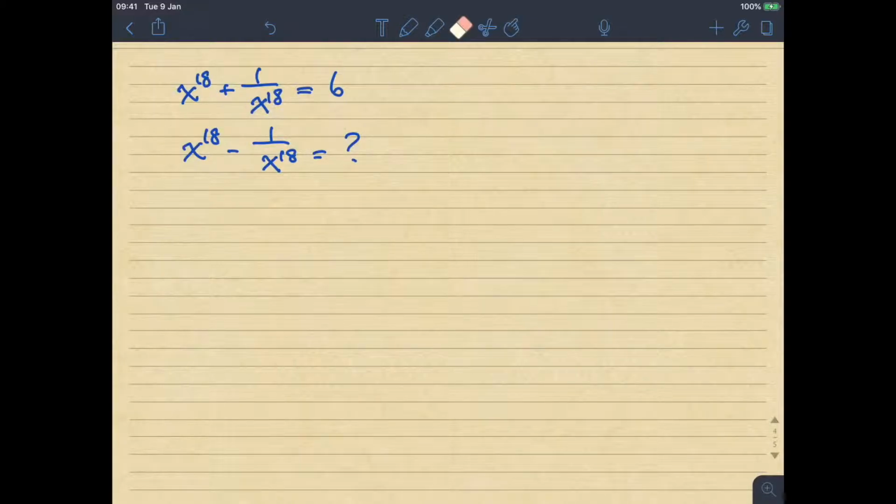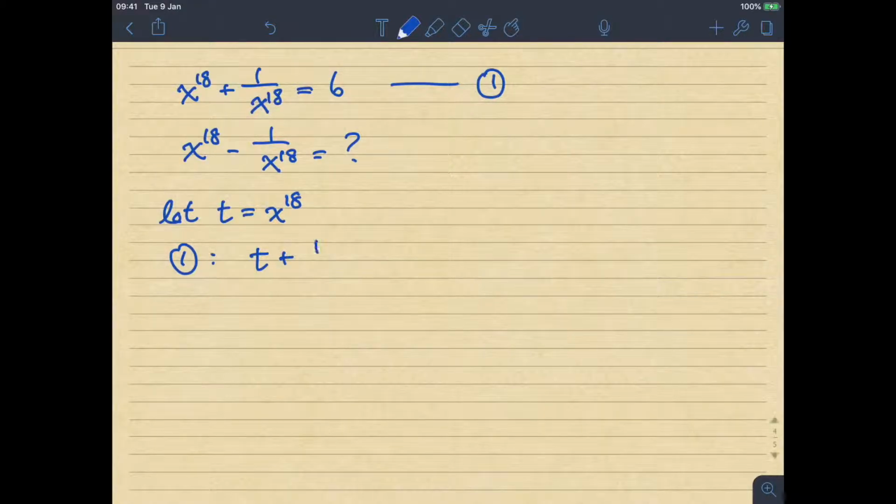So first of all, to solve this, I would substitute t equal to x to the power of 18. Okay, and now I'm going to rewrite the equation: t plus 1 over t equal to 6. Okay, now next we need to do a bit of algebra here.